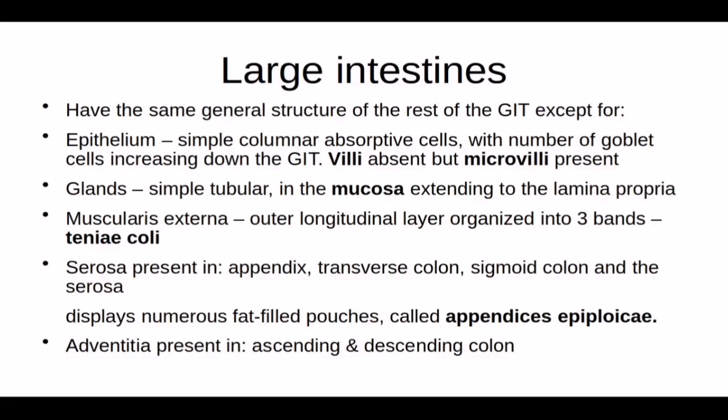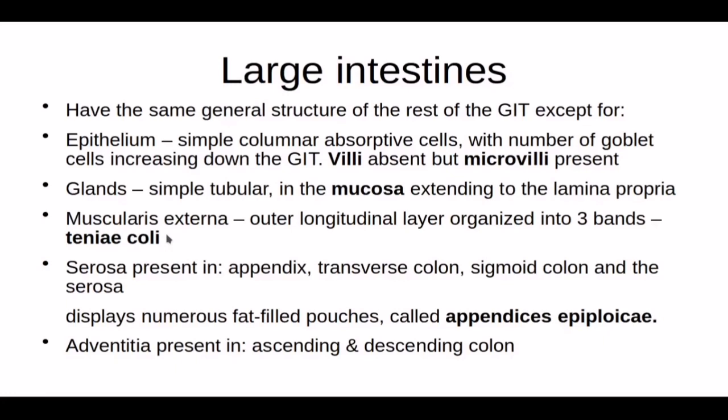So we have few in the small intestines, and in the large intestines we have more and more of the goblet cells, right? In the large intestines we do not have villi, but however we have microvilli on top of the columnar absorptive cells. All right. We also have glands in the intestines, and these glands are in a similar fashion to the glands in the small intestines. They are simple tubular, right? They are found in the mucosa. Okay, remember we do not have glands in the submucosa in the large intestine.